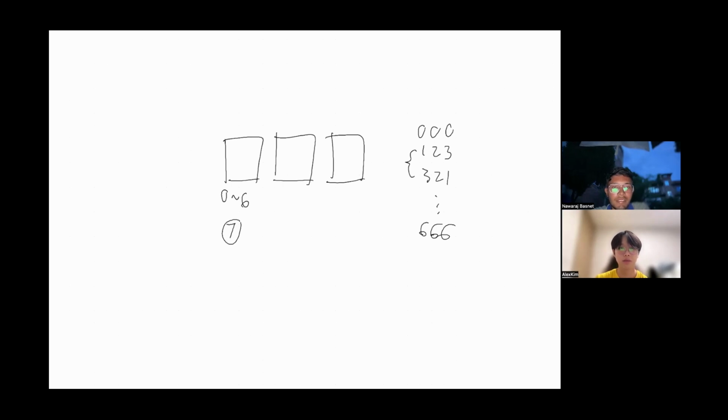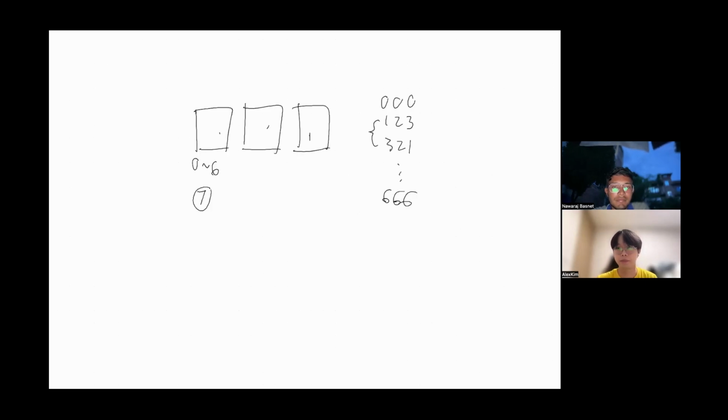So there can be 7 values for each of these 3 digits. Do you understand that the total number will be 7 to the power of 3, because there are 7 possible values for each of these? So we multiply all these possibilities to get our total number, which is 7 to the power of 3.